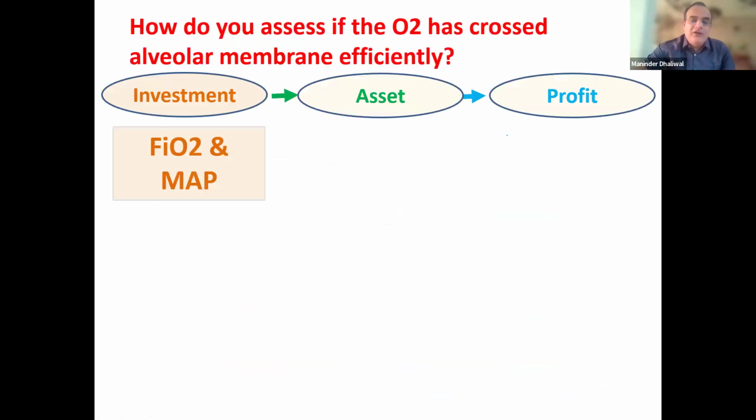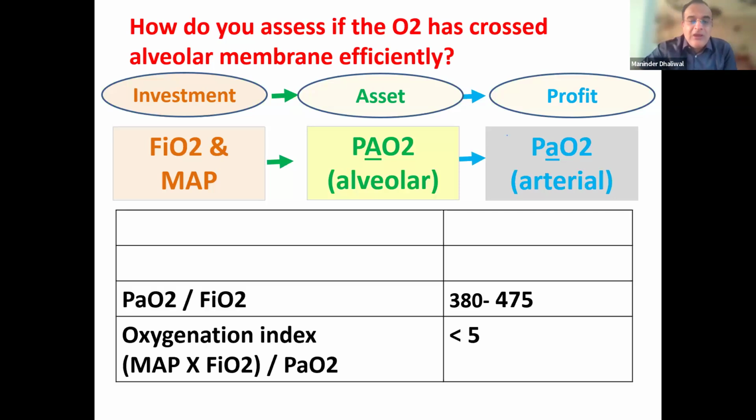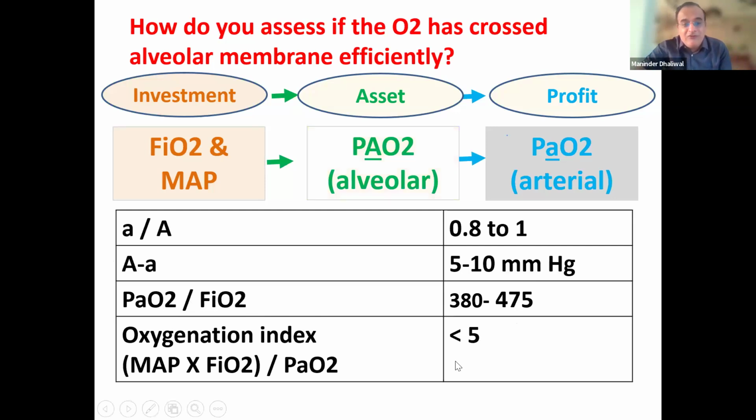I think so. We had covered this, but I'll again tell you that whenever you want to increase the FiO2 of a patient, you have to focus on FiO2 and your MAP or your PEEP, which will increase your P alveolar oxygenation, which will increase your P arterial oxygenation. And you should be aware of this index, which is called the P by F ratio. If it is going below 150, it is bad. And you should know about your oxygenation index also, normally less than 5.